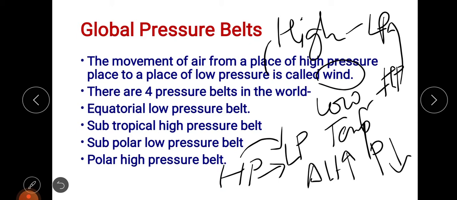Now in the world there are basically four pressure belts. First is your equatorial low pressure belt, then subtropical high pressure belt, subpolar low pressure belt, and polar high pressure belt. In these four pressure belts, pressure is high mainly in two belts, that is your subtropical and polar. Air pressure is high there, and in the equatorial and the subpolar regions the air pressure is low.